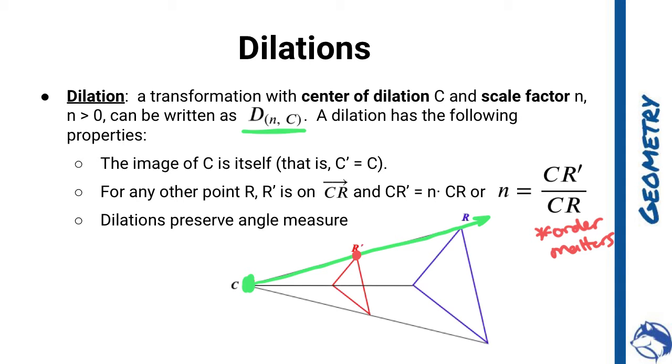And then dilations preserve angle measures. So that means that that's congruent to that. These are congruent to these. And this one is congruent to this one.